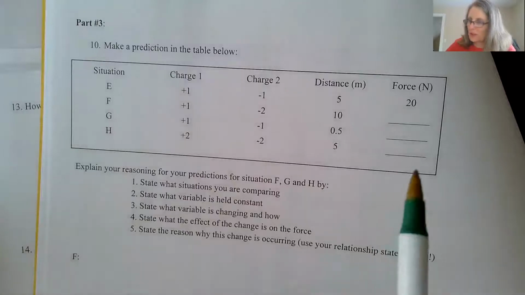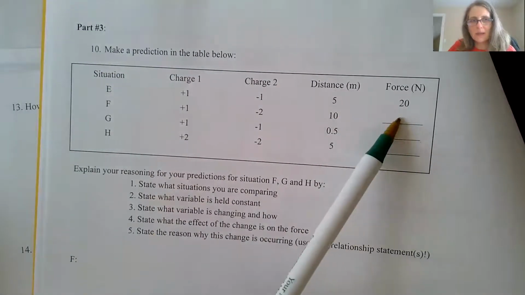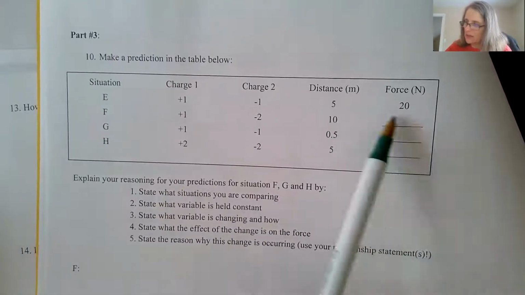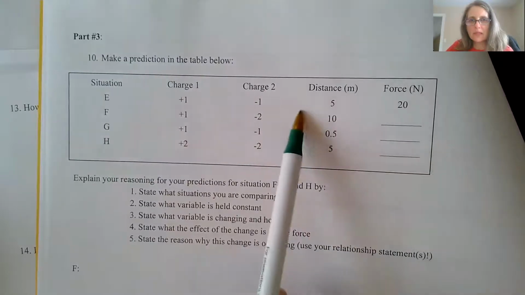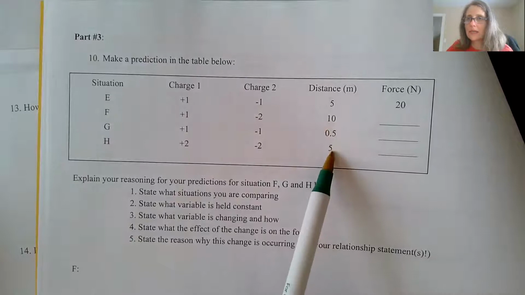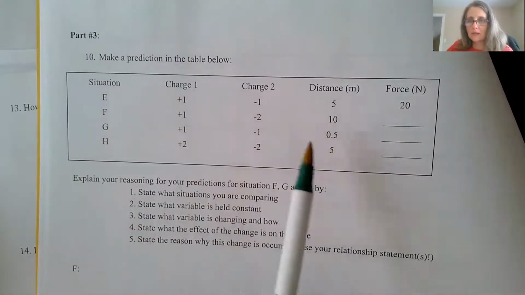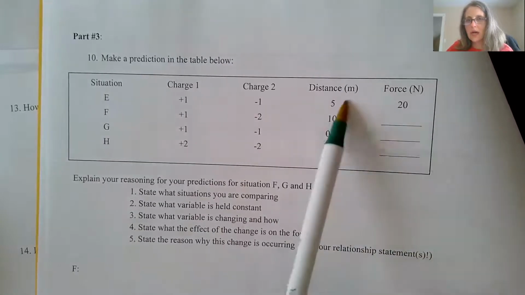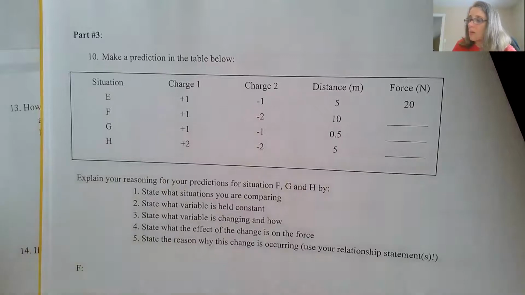Actually, I was on the wrong place. So you're going to go to number 10. On this next part, part 3, you're going to predict F, G, and H. So what would the forces be? Because here I am also changing charges and I'm also changing distance at the same time. So try to fill out number 10, sorry for the confusion, and then pause the video and I will come back and explain it.